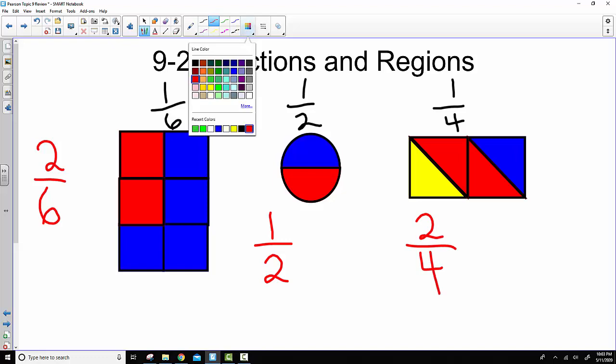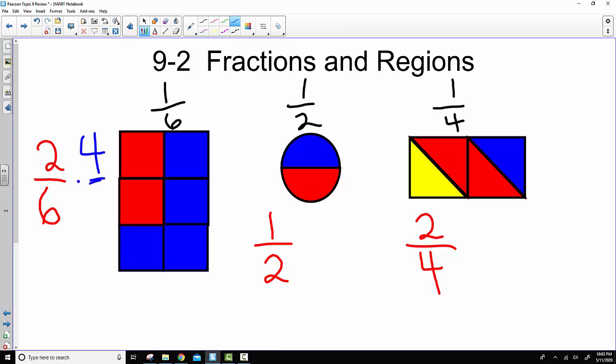Next, let's think about the blue regions of these figures. In the first rectangle, we know that it's divided into 6 parts. 4 of those parts are blue. So 4/6 of this rectangle is the color blue. The circle is fairly easy to tell. 1/2 of the circle is blue. And then when we look at our final rectangle, you can see that 1 of the 4 parts is blue. Doesn't look like we're going to get that line, but you can imagine that it's there.